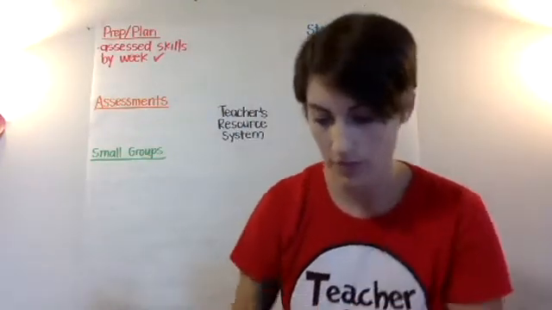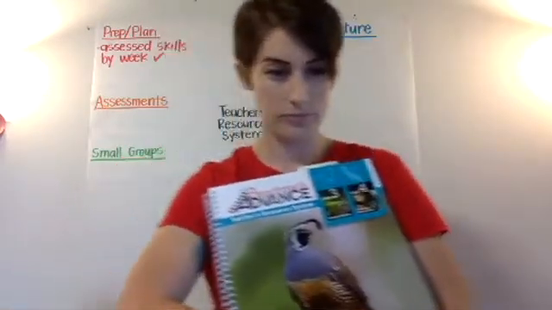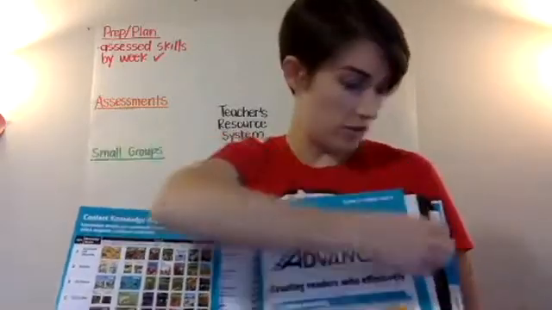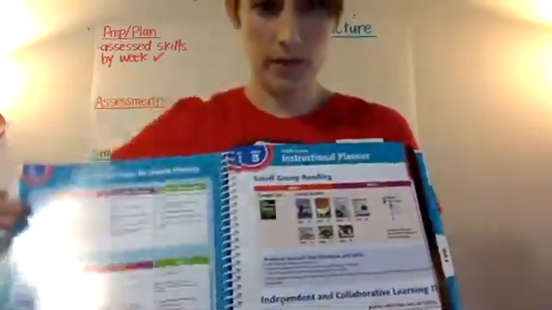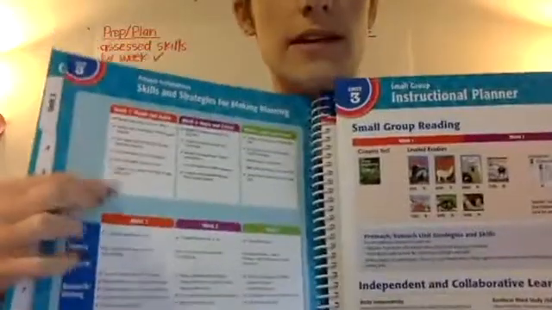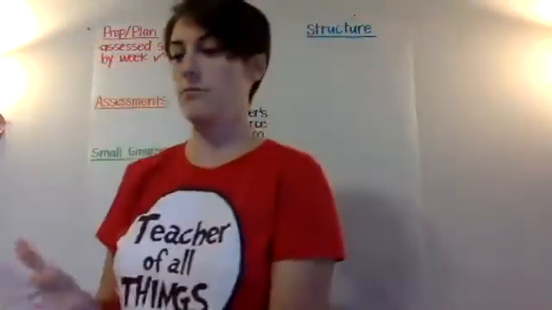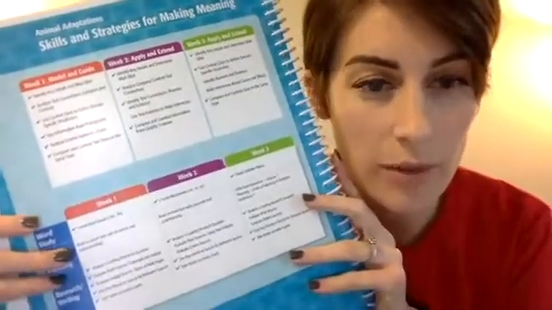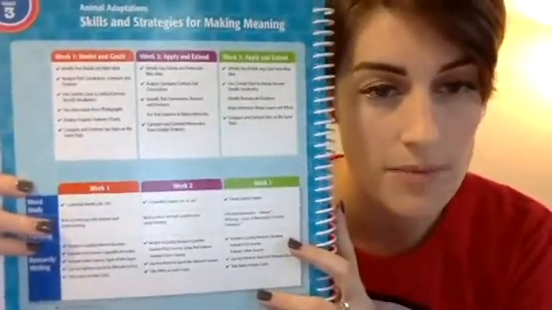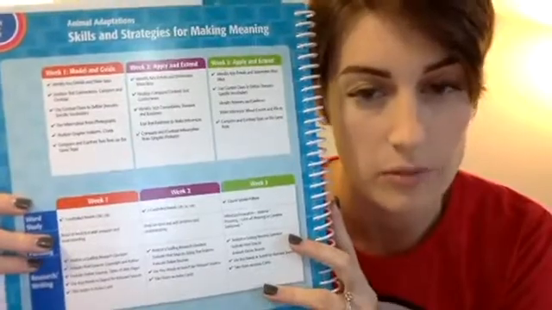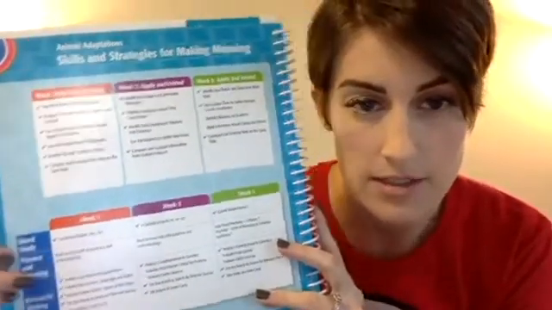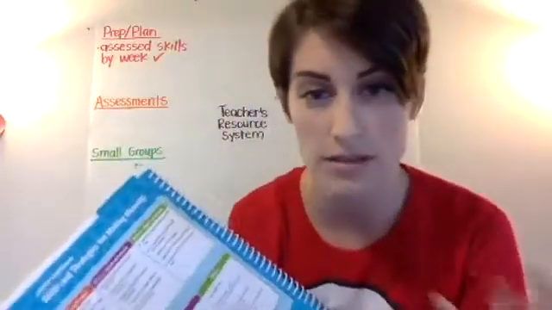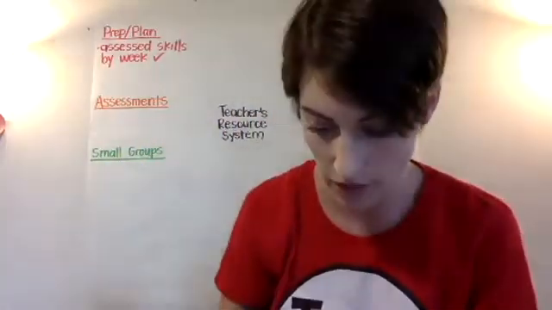So if you open up your TRS, you're going to go to your Units tab, and then you're going to see something like this, the skills and strategies for making meaning, broken down by week. And the ones that have a check mark are the skills that are going to show up on the weekly test. So these are the skills you're going to want to make sure that you hit if you are planning on using these assessments to gauge progress.